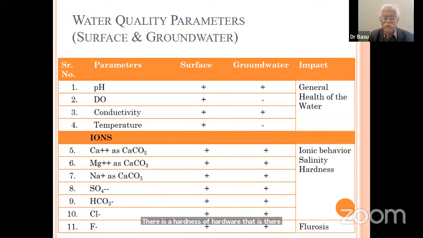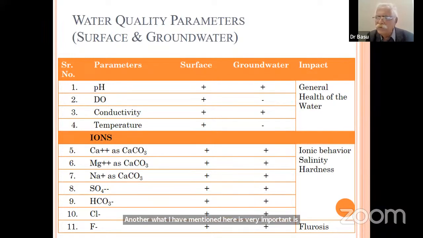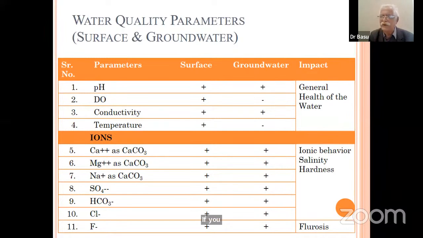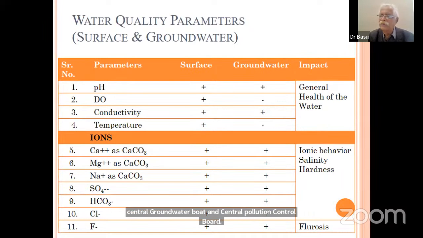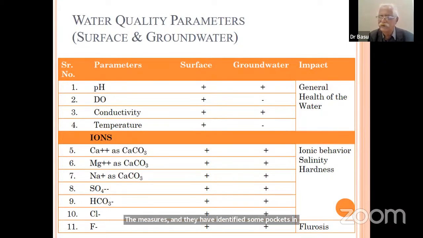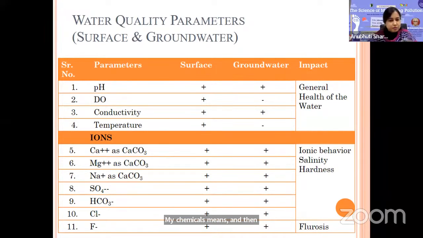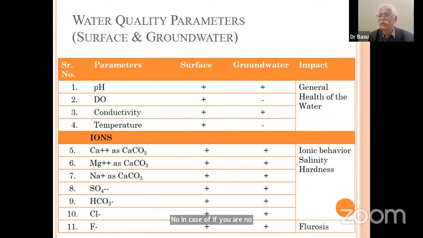Another parameter I have mentioned here that is very important is fluoride. If fluoride is present in the water, the teeth become black, right? And after that, your bones become weak. That is the most dangerous thing. So the Central Groundwater Board and Central Pollution Control Board measure it, and they have identified some pockets in India where excess fluoride is there. They remove that excess fluoride by chemical means and then ask the villagers to take the water. If there is no fluoride at all, there is also a problem in teeth, so some toothpaste companies add a little fluoride to their toothpaste. You have observed that.